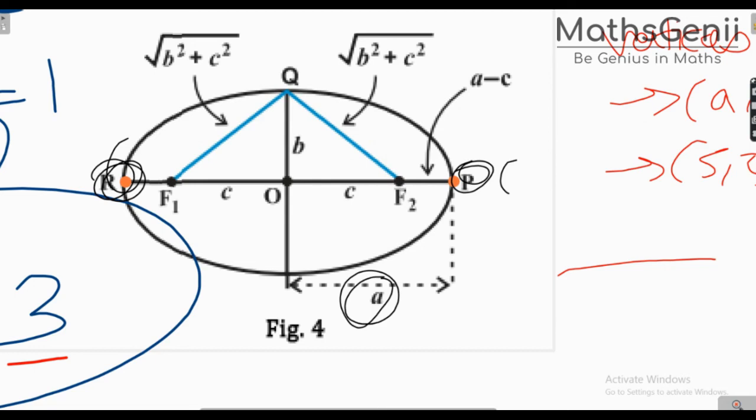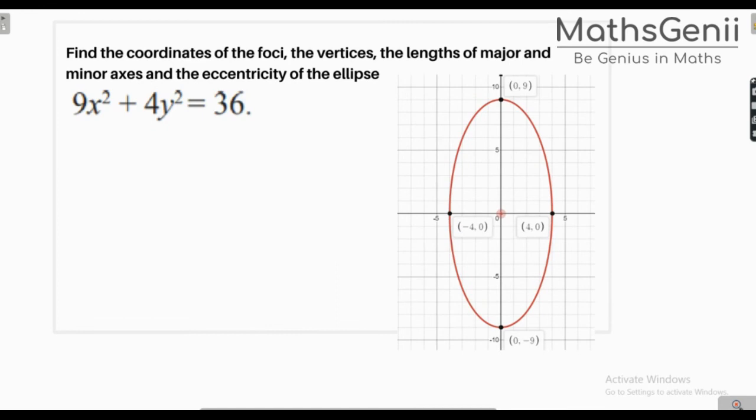So this is for the horizontal ellipse, but I want to show you one more example. This will be the last example, for a vertical ellipse also, so you can solve any question that comes to your mind. So this is the equation.